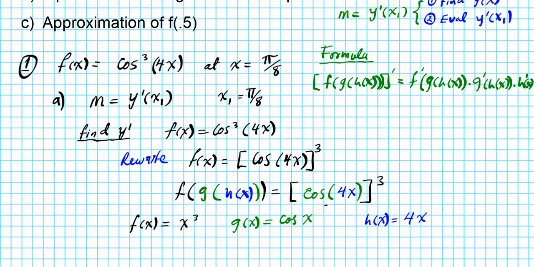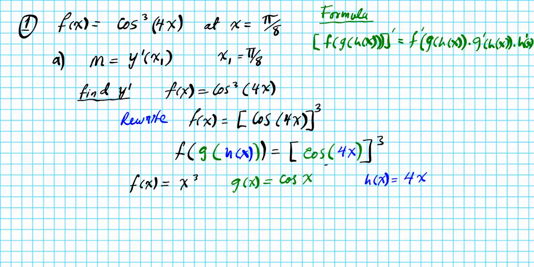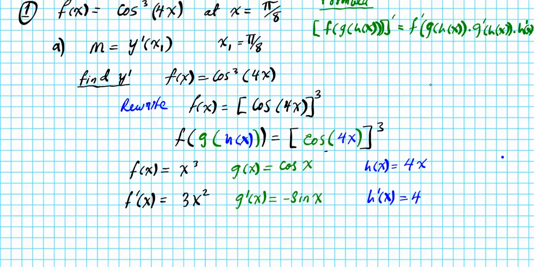Okay, so in this problem, we need f prime, g prime, and h prime, and they will carry out our composition. So f prime of x, if you apply the power rule, is 3x to the second power. g prime of x is, the derivative of cosine is negative sine x. And then the derivative of the innermost function, h prime of x, is equal to 4. All right, now we're going to compose using this formula here.